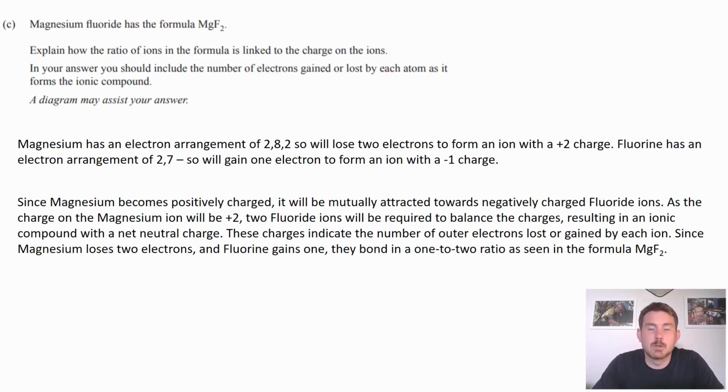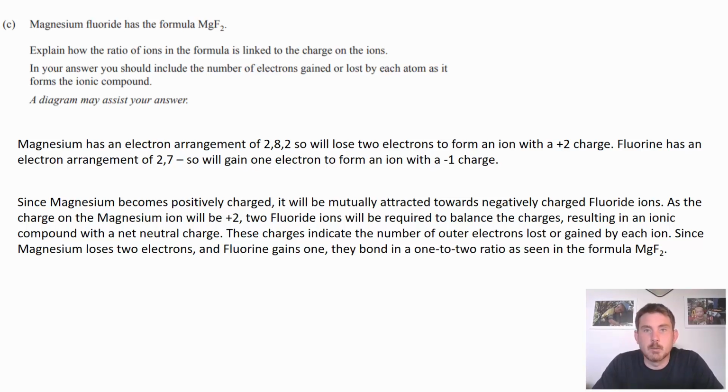The net negative charge on the fluoride and the net positive charge on the magnesium ions cause a force of attraction to be experienced between both of the ions. So since magnesium becomes positively charged, it will be mutually attracted towards the negatively charged fluoride ions. As the charge on the magnesium ion will be +2, 2 fluoride ions are required to balance the charges, resulting in an ionic compound with no overall charge, or a neutral charge.